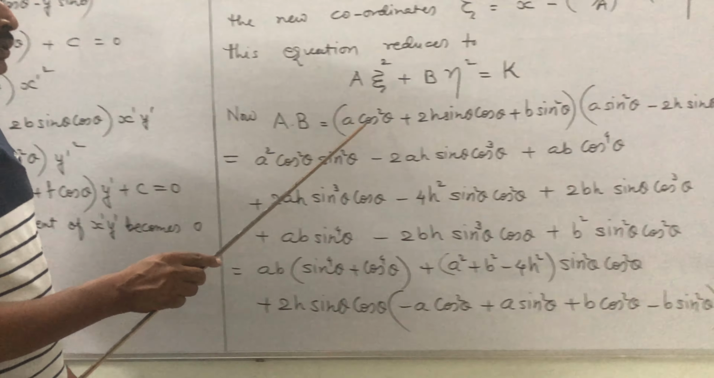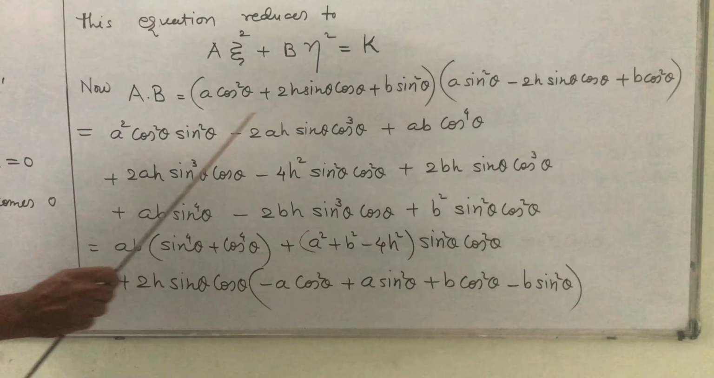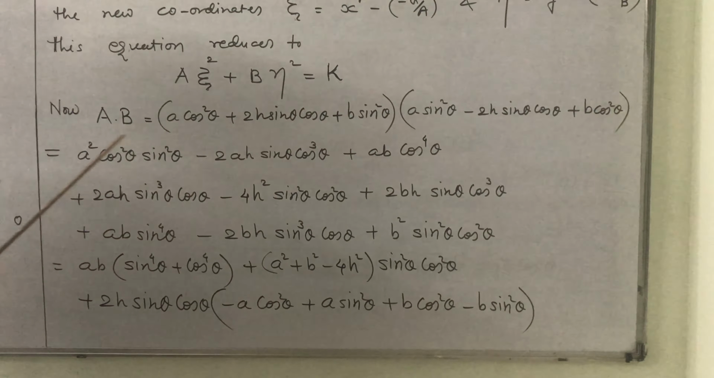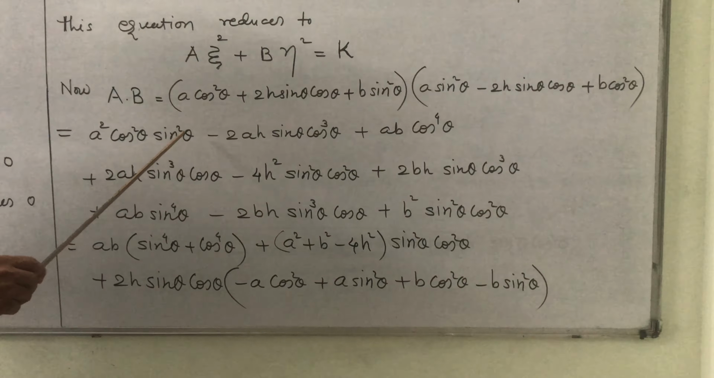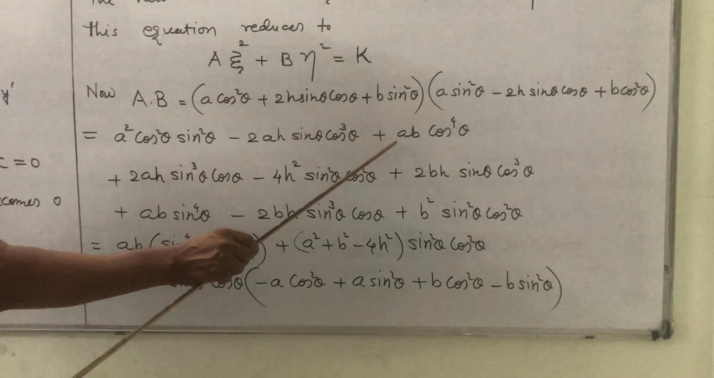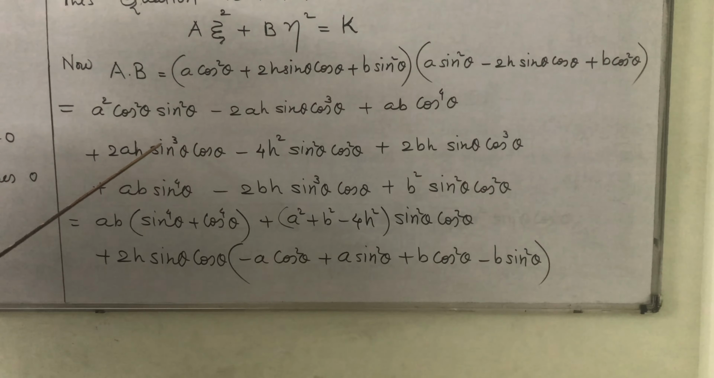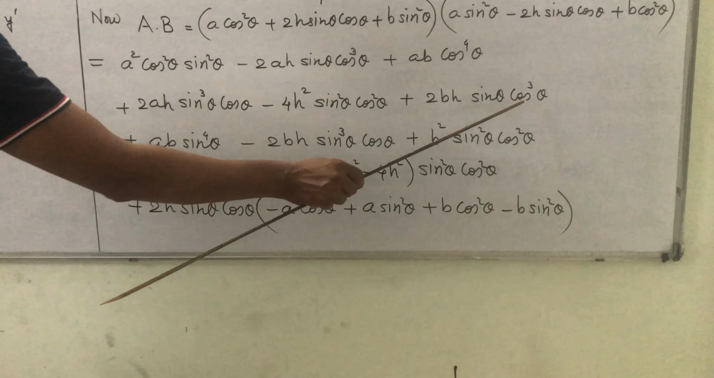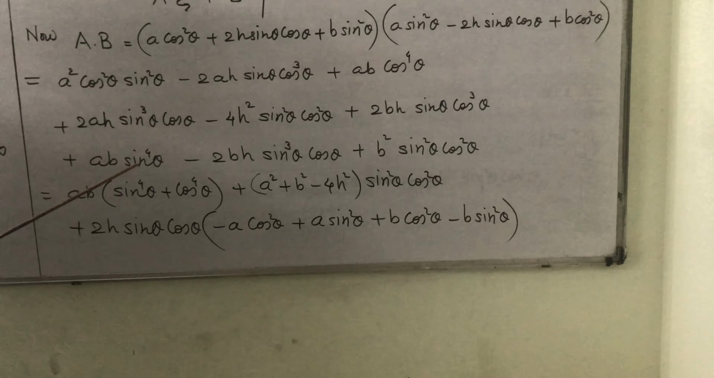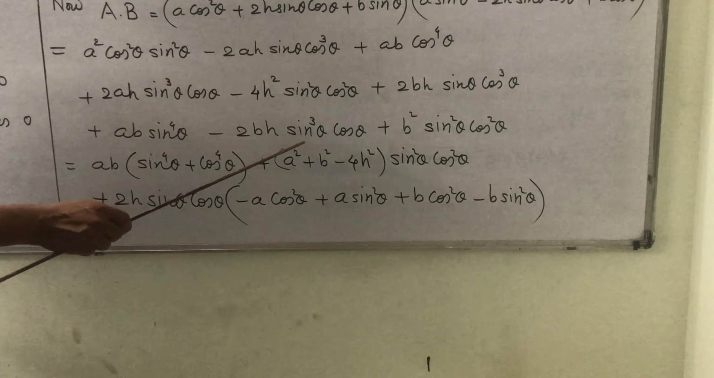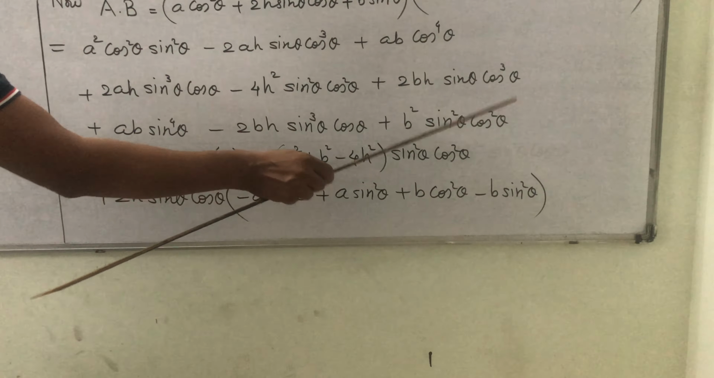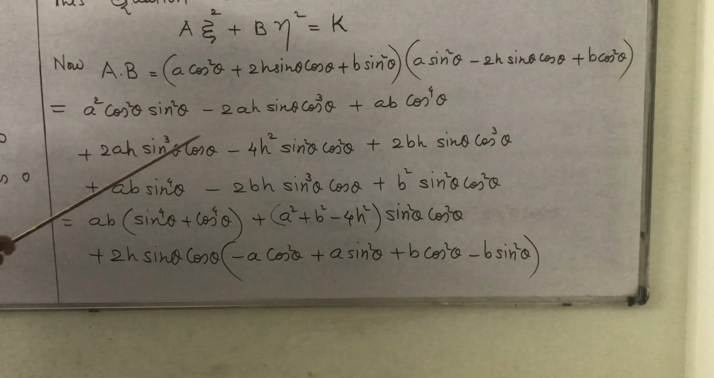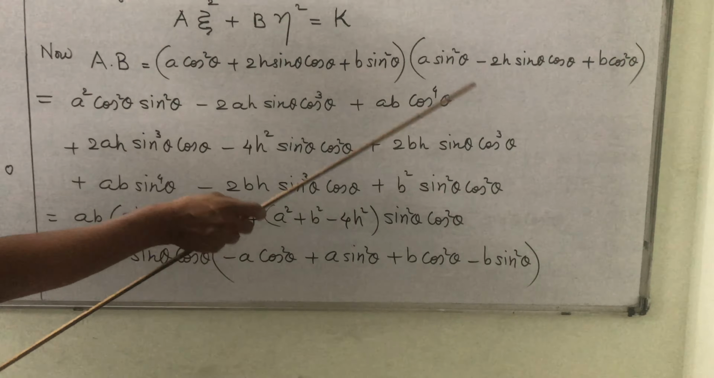So if we multiply these two terms, we have a cos square theta into the whole bracket, plus this into the whole bracket, this into the whole bracket. We get a square cos square theta sin square theta minus 2ah sin theta cos cube theta plus ab cos theta raised to 4 plus 2ah sin cube theta cos theta minus 4h square sin square theta cos square theta plus 2bh sin theta cos cube theta plus ab sin theta raised to 4 minus 2bh sin cube theta cos theta plus b square sin square theta cos square theta. There are 3 terms here, 3 terms here, so there are 9 terms: 1, 2, 3, 4, 5, 6, 7, 8, 9.